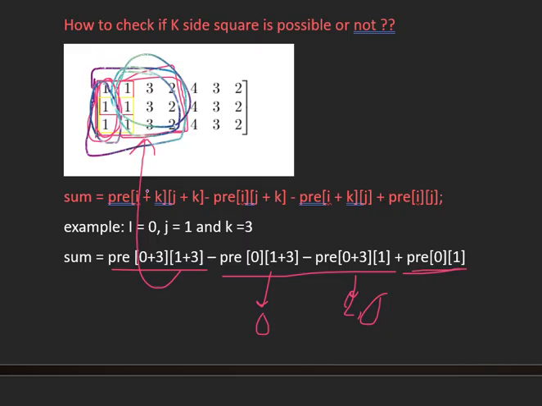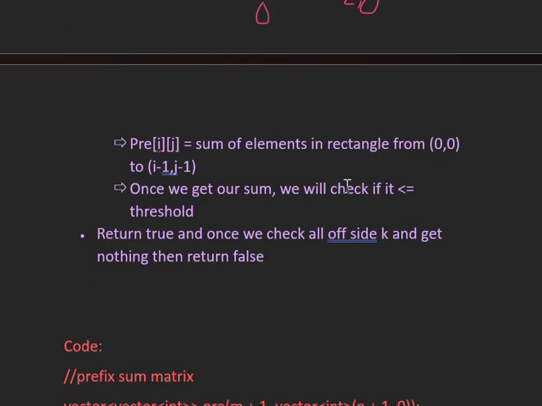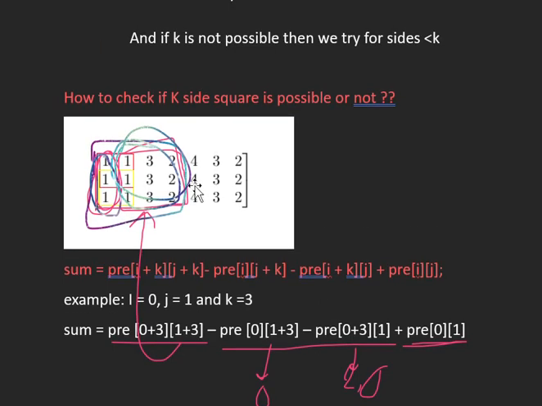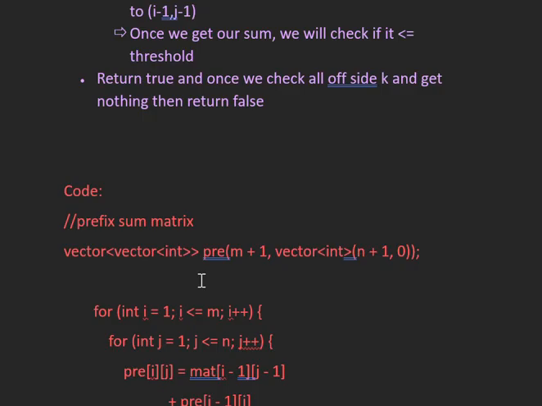Once we get our sum, we will check whether that sum is less than or equal to the threshold. If it is less than or equal to the threshold, it means that square is possible, so we will return true in that case. If it is not possible, then we will go to the next point and check whether a sum of size k is possible at that point. If we check at each and every point and none has a possible size, then we will reduce the side using binary search. We will be minimizing our search space.